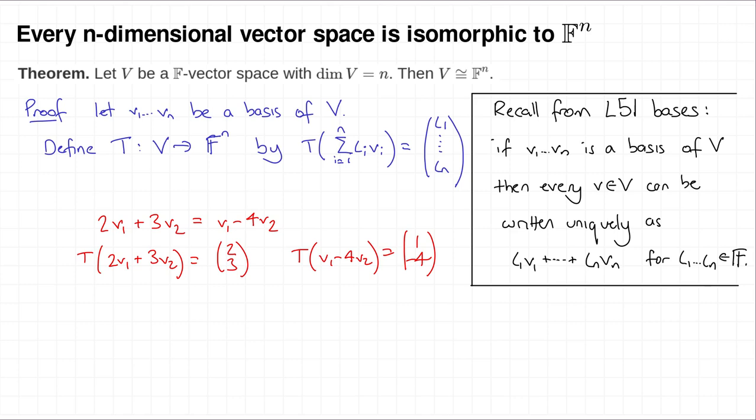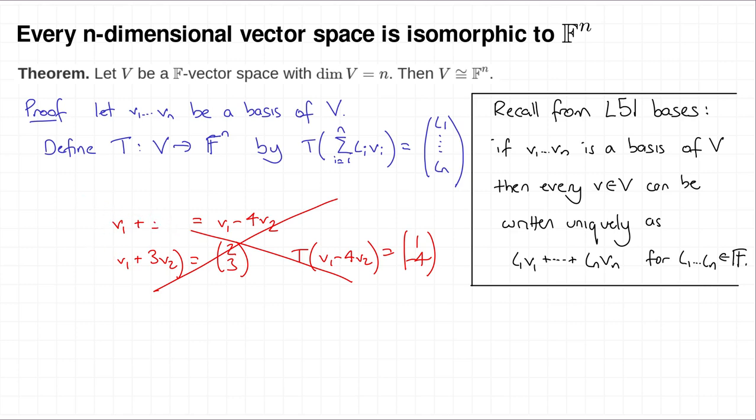But we know that it can't, because we chose a basis v1 up to vn, and what the result from lecture 51 said was that every element of V can be written in only one way as a linear combination of v1 up to vn. So this cannot happen, and that means our function T really is a good definition, a definition that works, of a function from V up to F^n.